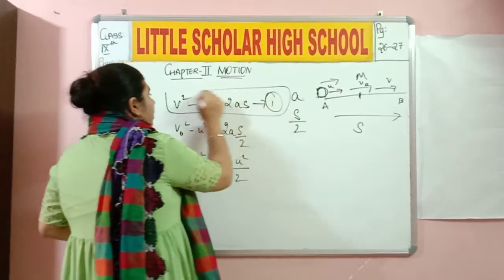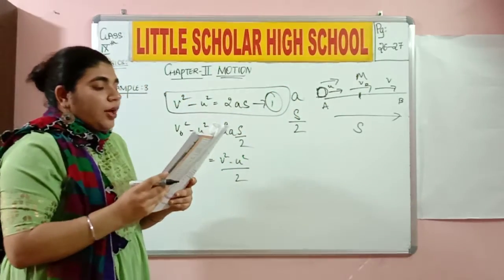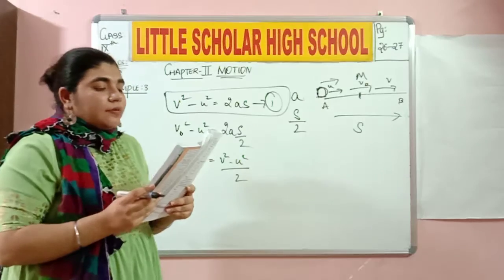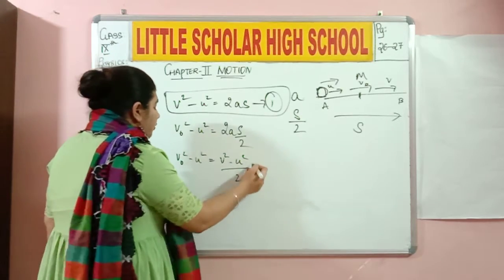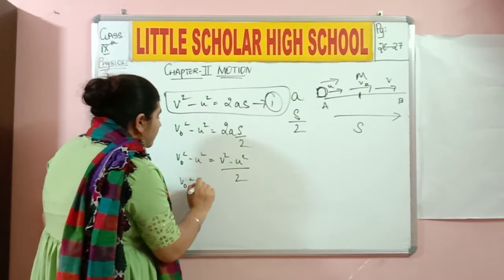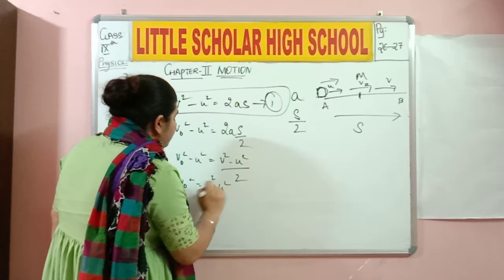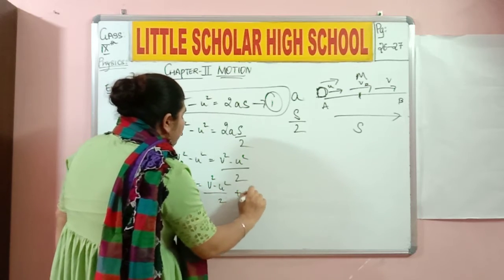This is a formula basically, class. Now let's see what else we can do. We can bring u square to this side. So v naught square is equal to (v square minus u square) by 2 plus u square.